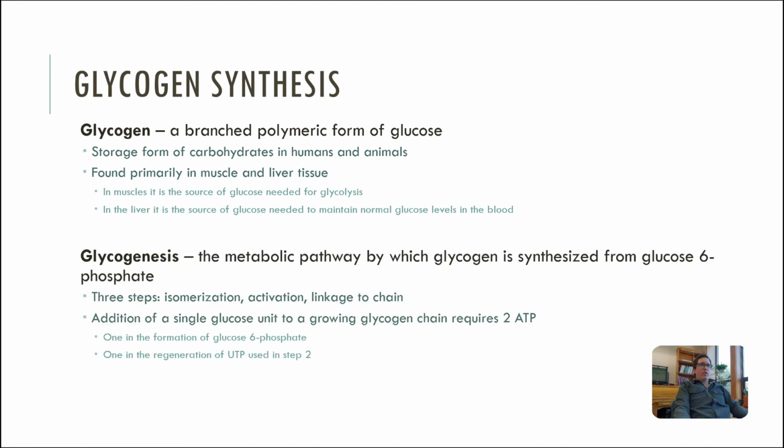We make glycogen from a process called glycogenesis. That is exactly what it sounds like. We're generating glycogen, and we're synthesizing it specifically from glucose 6-phosphate, which is the very first intermediate in glycolysis, or the last step in gluconeogenesis. In any case, to make glycogen instead of glucose, what we're going to do is isomerize that glucose 6-phosphate, turn it into a different isomer. We're going to activate it by adding inorganic phosphorus, and then we're going to ultimately link it together.